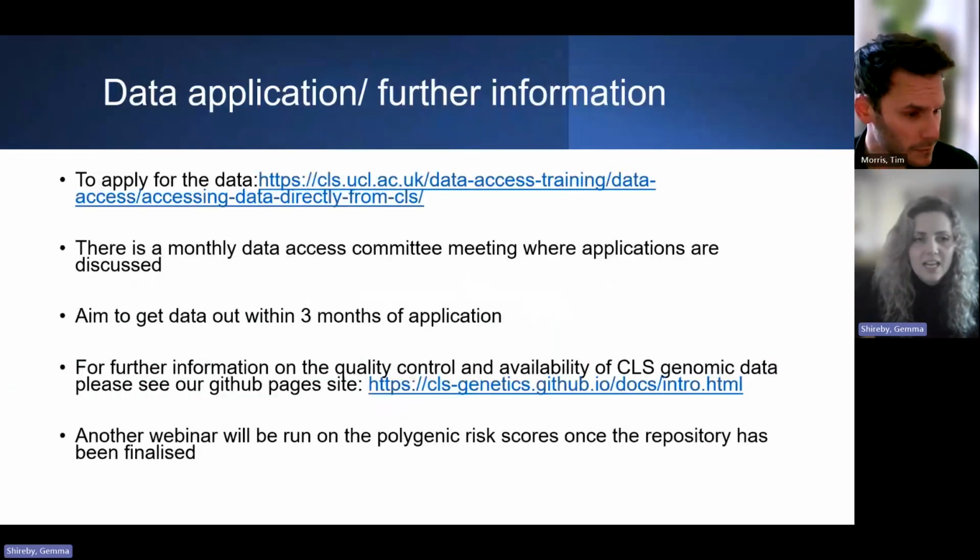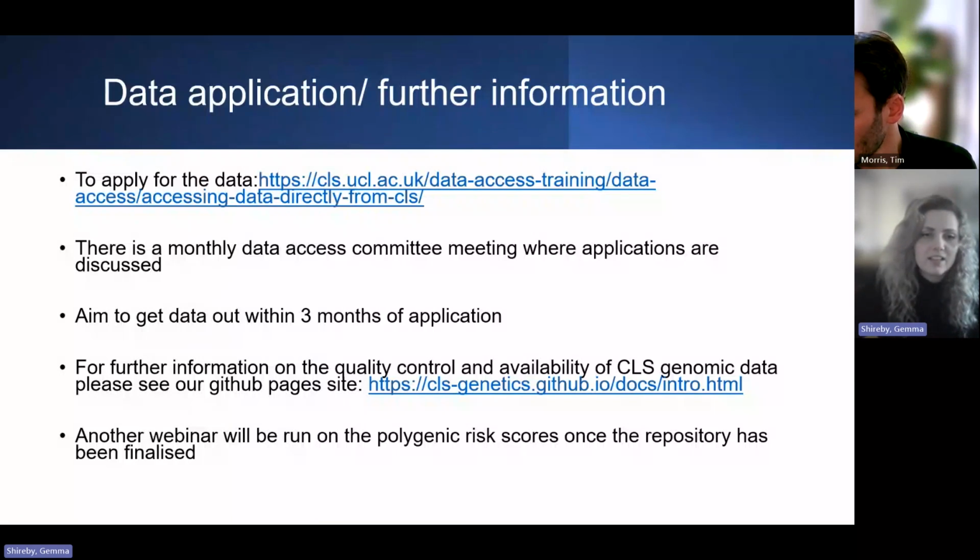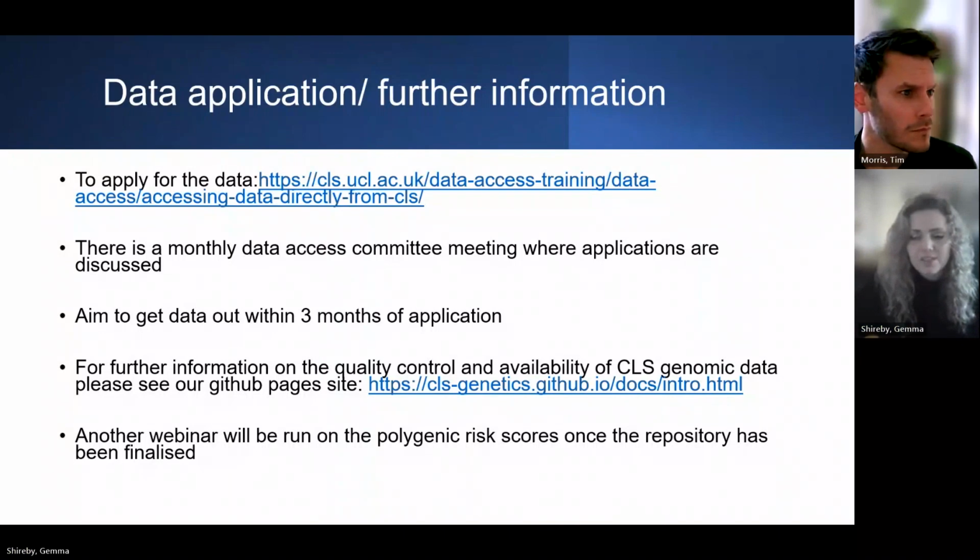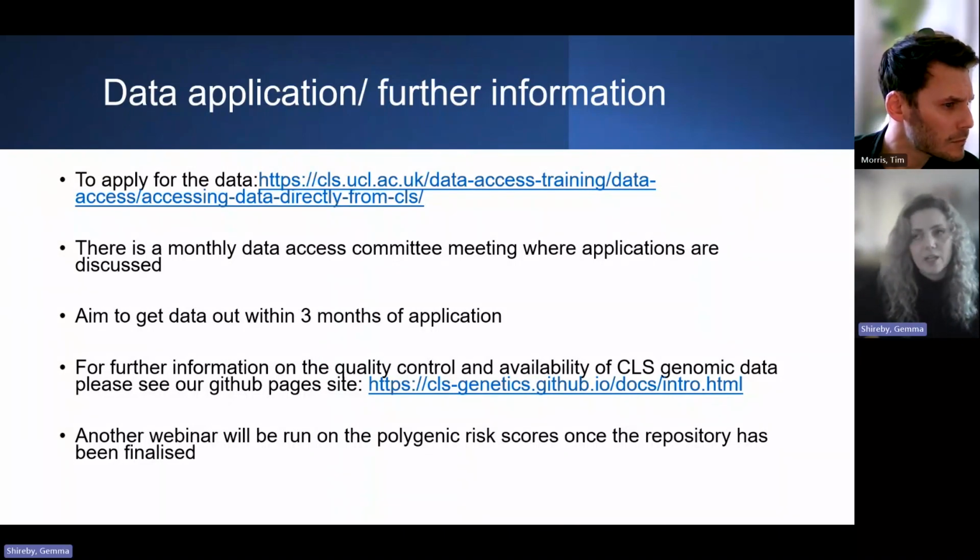Now I'll just provide a little bit of information about how you can actually access our data. The link at the top is where you can download the form, and it will tell you a bit more about how to fill it out. You fill out the form and apply to CLS directly, and then your application will be assessed by the monthly data access committee. We currently aim to get our data out within 3 months of the application.